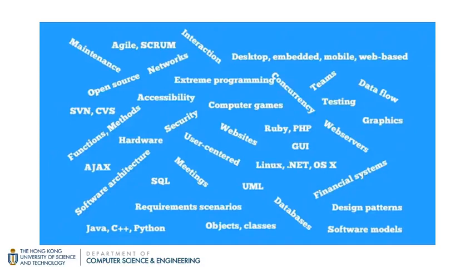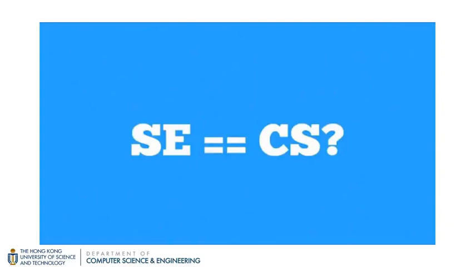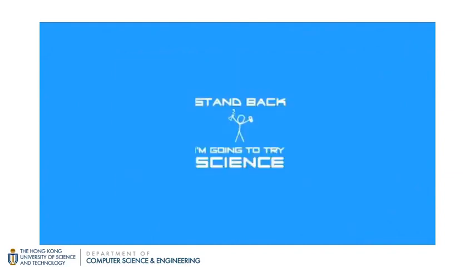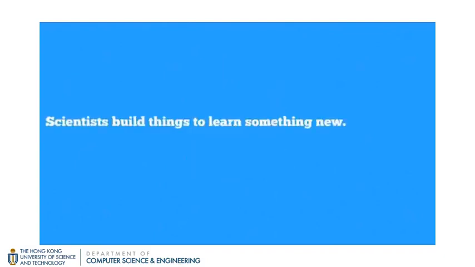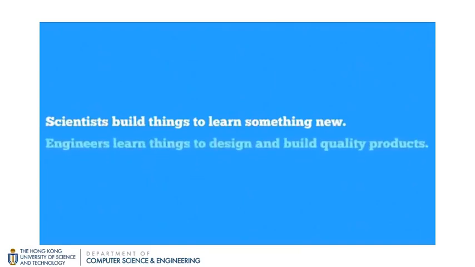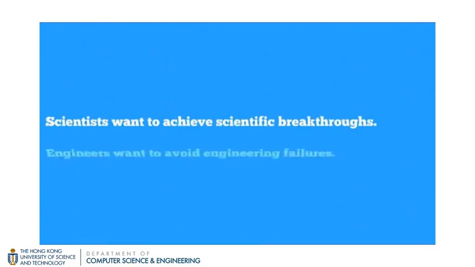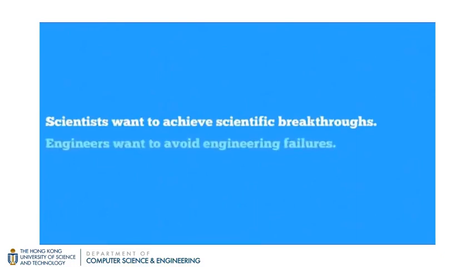And also, it's important to note that it's not just project management and communication, but it's also not about coding either. By now, you might be seeing that software engineering doesn't exactly equal CS. Both majors try to solve real-world problems using code, but how they go about that is very different. So for example, if a bridge falls down, is it the scientist or engineer's fault? Well, not so much the scientist, more the engineer. Scientists build things to learn something new, and engineers learn things to design and build quality products. Scientists want to achieve scientific breakthroughs. Engineers want to avoid engineering failures.